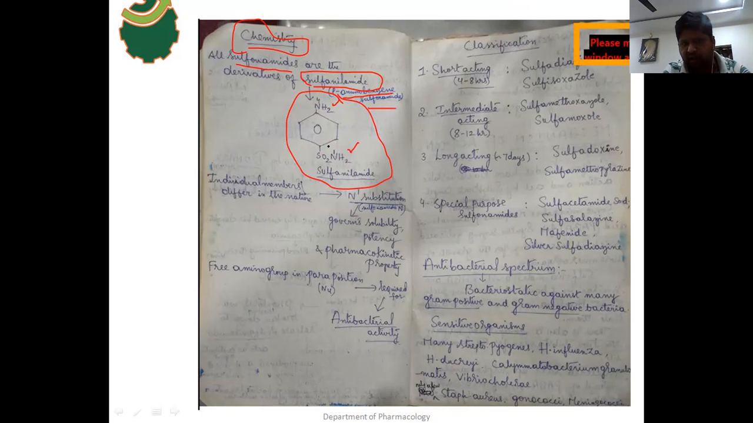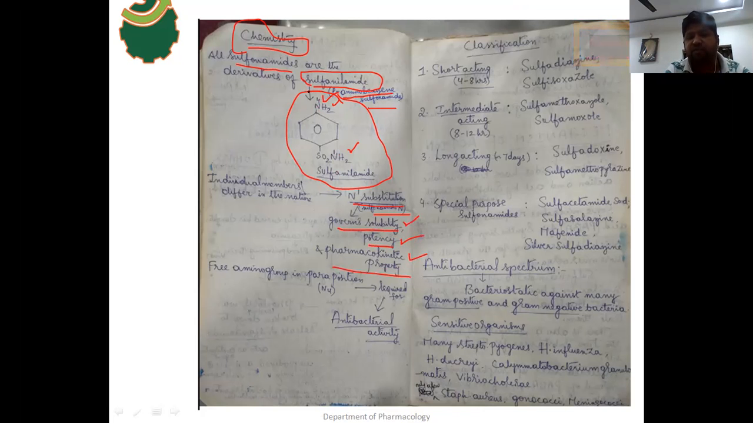For example, here is the N1 substitution, that is the sulfonamido nitrogen. This is called the sulfonamido nitrogen. If you attach functional groups here at the N1 position, that will determine solubility, potency, and pharmacokinetic properties. So substitution at the N1 position will change solubility, change potency, and also alter pharmacokinetic properties.